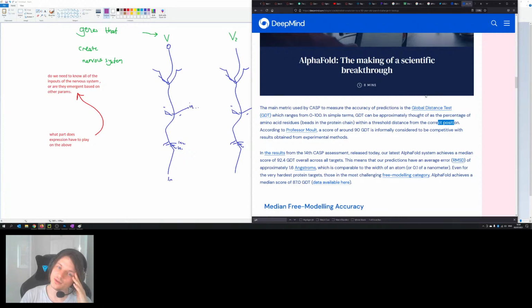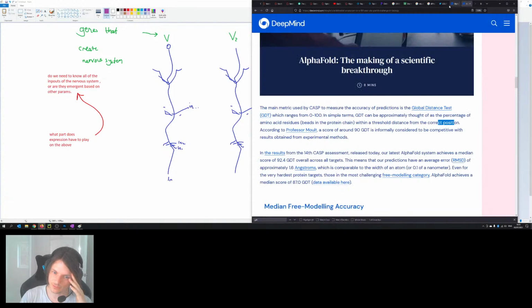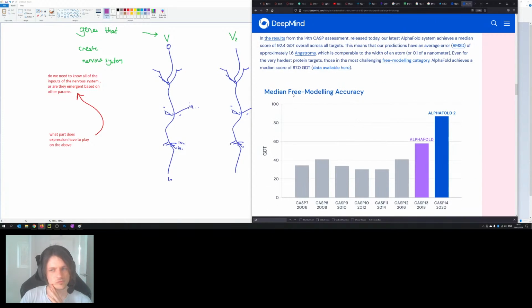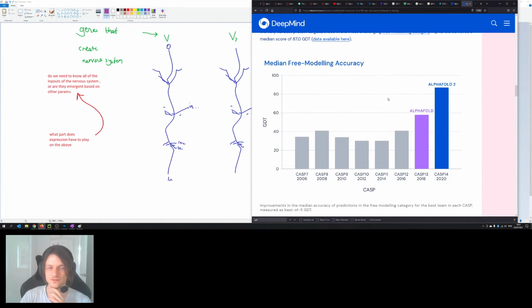Oh, so they're saying that they are very accurate. Where is it saying it again? Oh, in that website I saw. Okay. AlphaFold 2, score of 14 is 90 something percent.